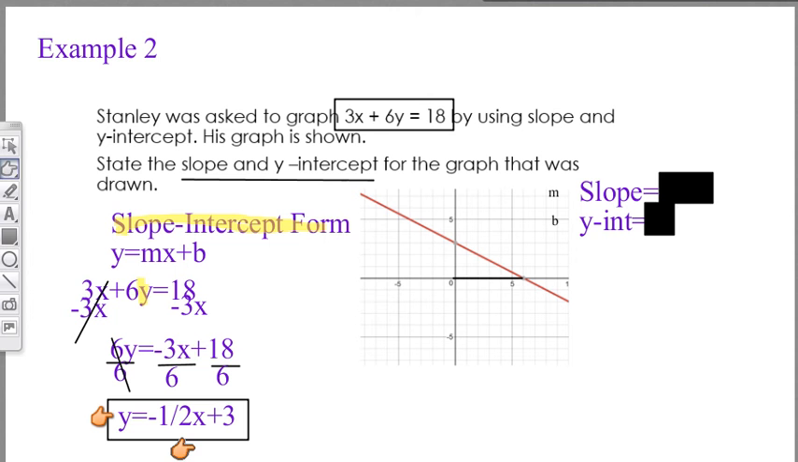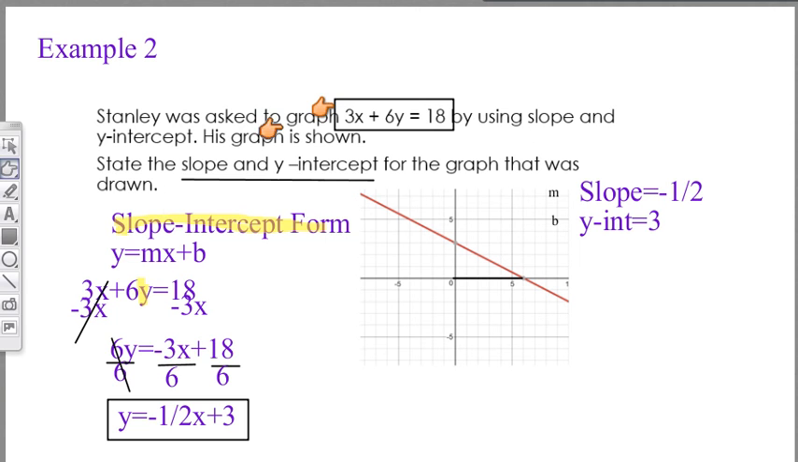All right. So now that I have that information, I can pull out my slope and my y-intercept. So my slope is the m, that's the number in front of the x, and in this case it's negative 1/2. Okay, so there's my slope. And my y-intercept is my b, that's the number all by itself, the constant, and that's going to be my 3 in this equation. So my y-intercept is 3. So that is one way that you can find the slope and y-intercept.